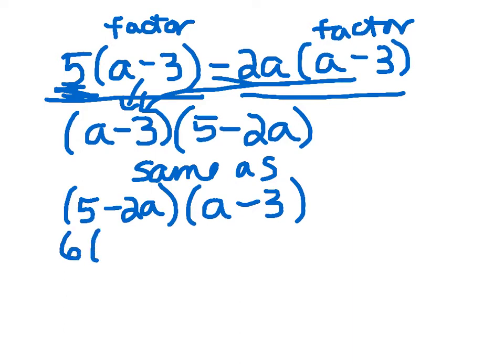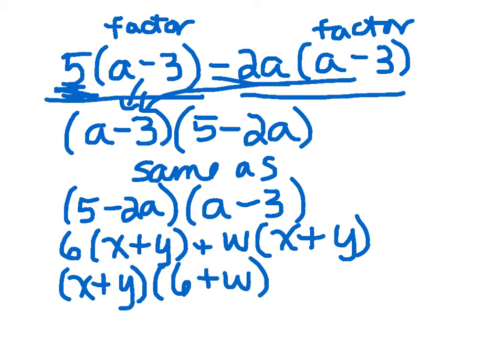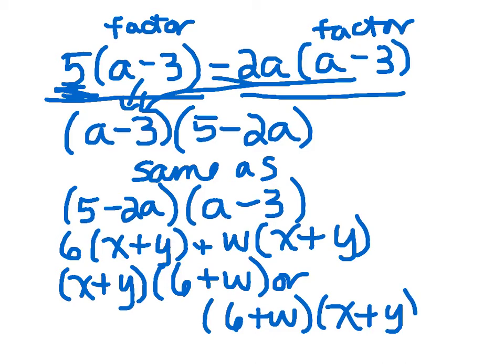Let's try another one and just get the idea of how simple it is. 6 times x plus y plus w times x plus y. Okay? X plus y is the common factor. I factor it out, and I have x plus y times, and the other two terms there are 6 plus w. I think in your homework sheet they might list the answers in the other order, but it's the same thing to say 6 plus w times x plus y. So that is pretty easy.